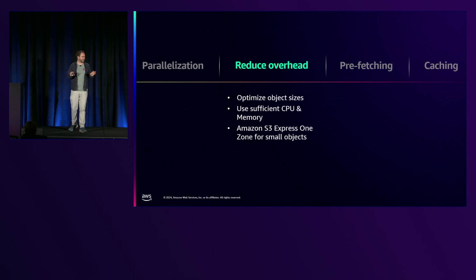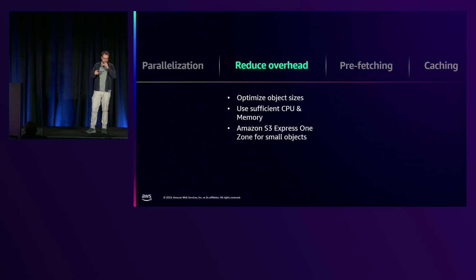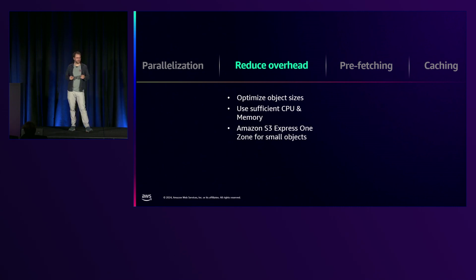The first thing is request sizes and object sizes, and we'll go into that in a little bit more detail. But if you want to optimize latency, one thing you should make sure of is that you have sufficient resources on the client. Your client should have enough CPU and memory, because otherwise there may be some slowdown of the requests. If you really care about single-digit millisecond latency, you can use S3 Express.